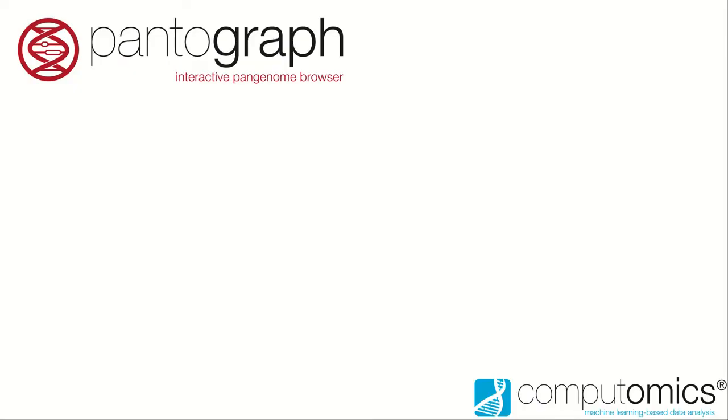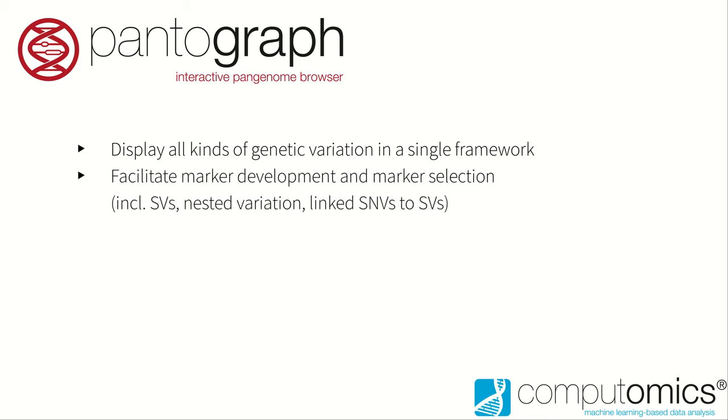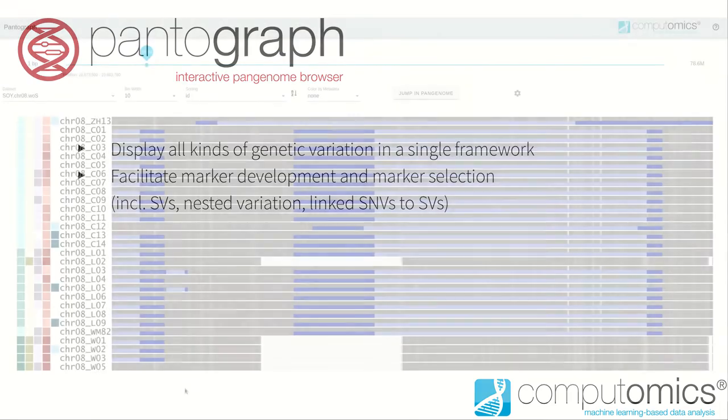Together, Pantograph can display all kinds of genetic variation between genomes in one framework, from single nucleotide up to whole genome level. This extended knowledge can help enhance marker development and marker selection beyond single nucleotide variants, SNVs, or be used to identify linked SNVs to phenotype-associated structural variation.